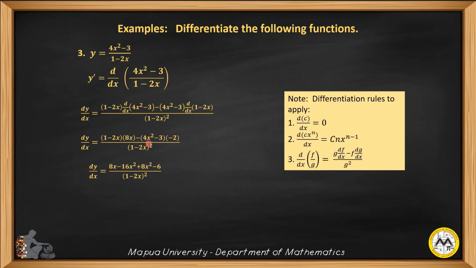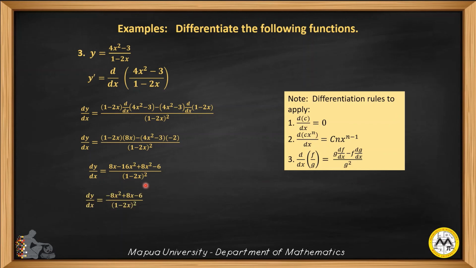Multiplying the factors as given in the numerator, this now gives us 8x minus 16x squared, and then this factor multiplied by negative 2 would lead us to having now an 8x squared minus 6. Okay, now this is to be divided by 1 minus 2x squared.